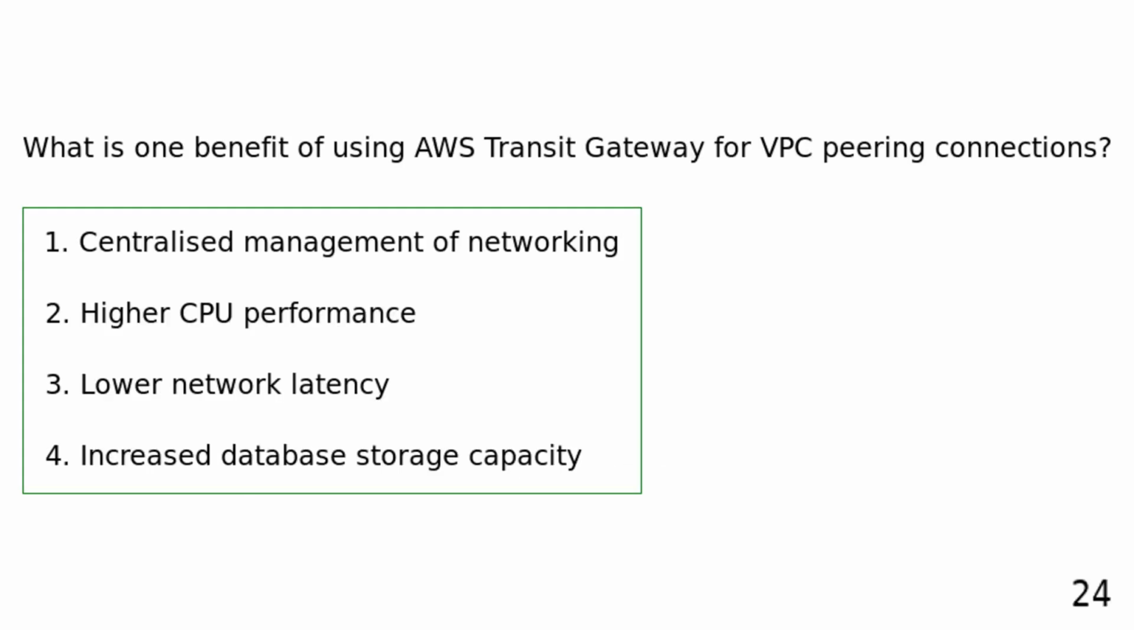What is one benefit of using AWS Transit Gateway for VPC peering connections? Centralized management of networking. Higher CPU performance. Lower network latency. Increased database storage capacity.